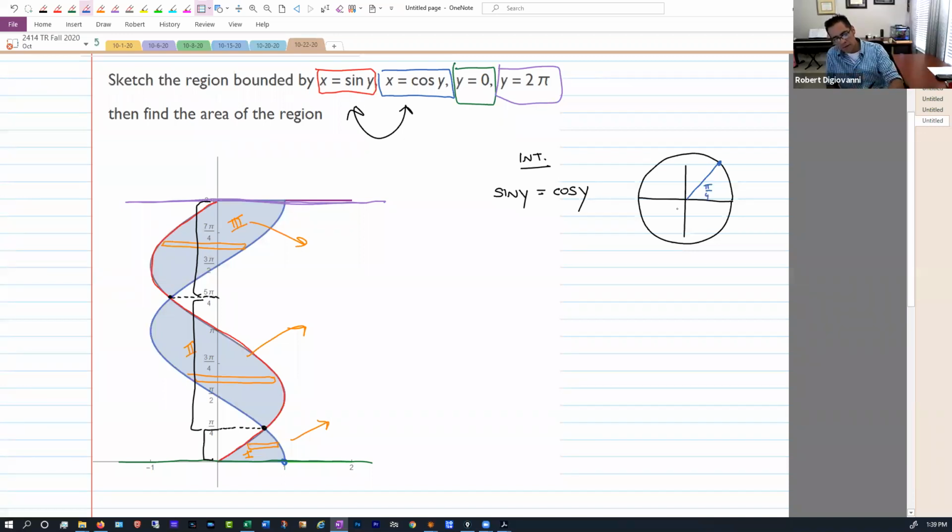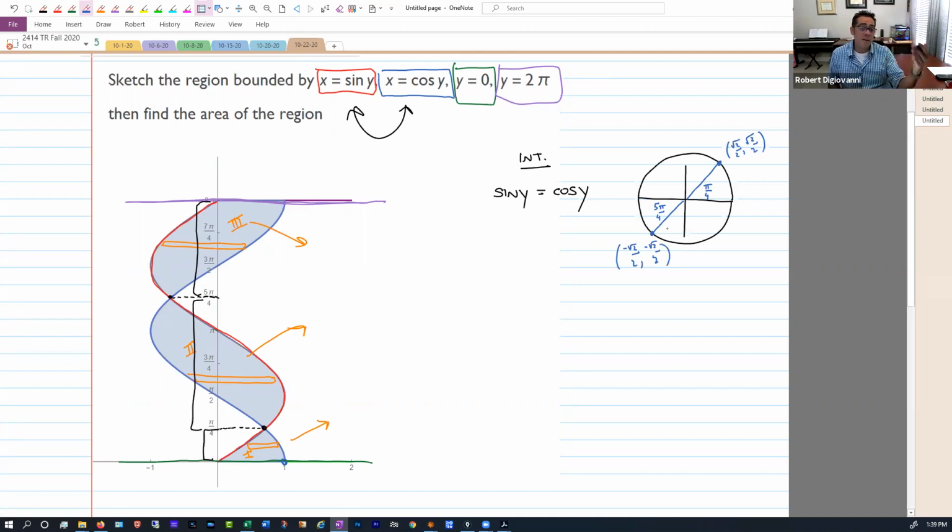And down here, that's 5 pi over 4. That's where your x's and y's match, right? Because this is root 2 over 2, root 2 over 2. And this one down here is negative root 2 over 2, negative root 2 over 2.